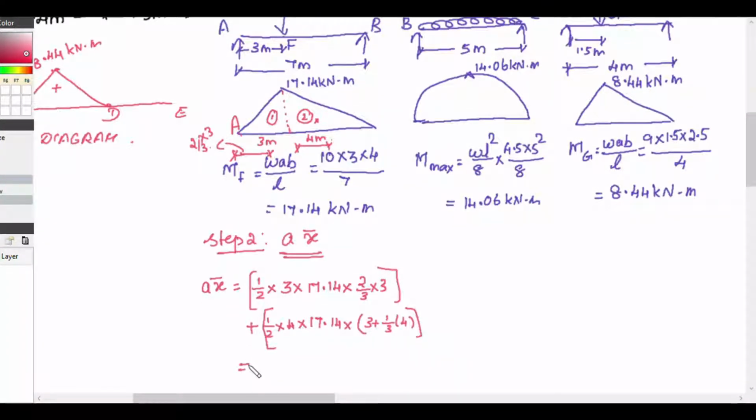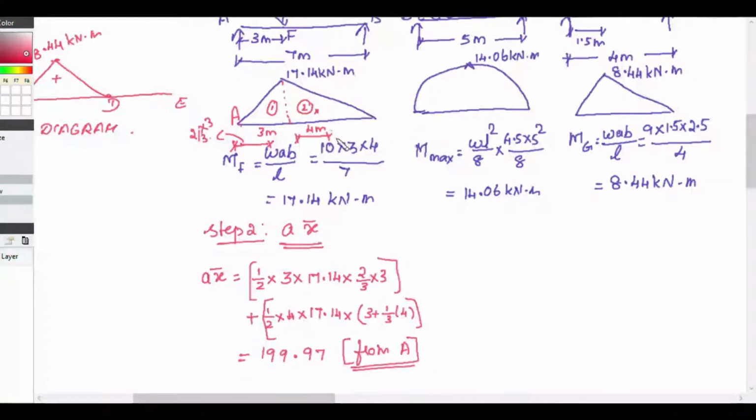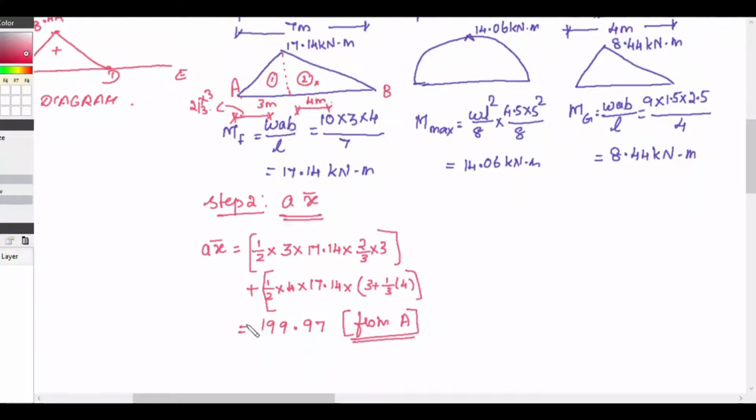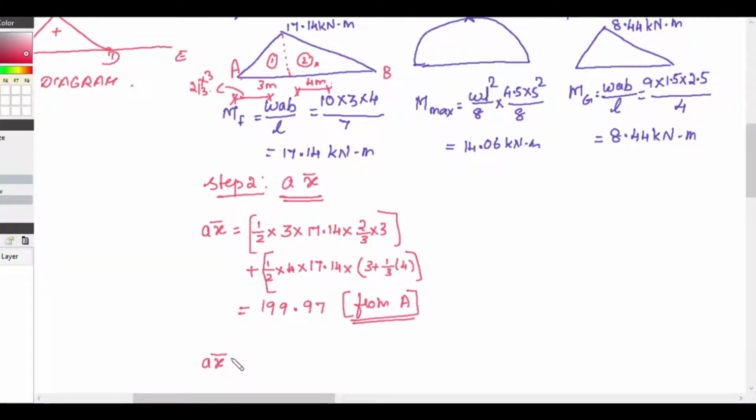So this will be equal to 199.97. So this A into X bar is measured from A. So we have to remember this, measured from A. Now we will calculate A into X bar measured from B. So A into X bar will be equal to, we will measure it from B.